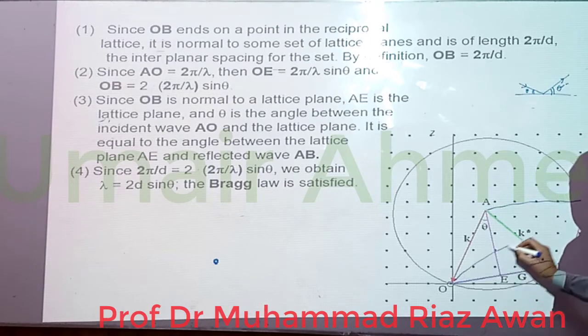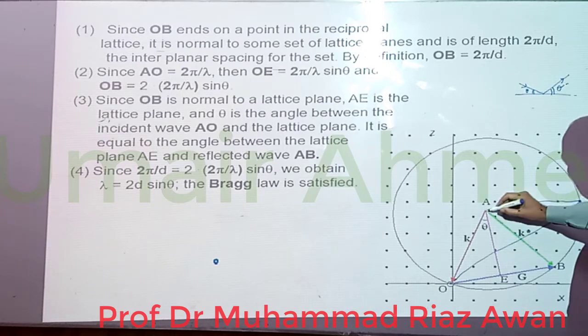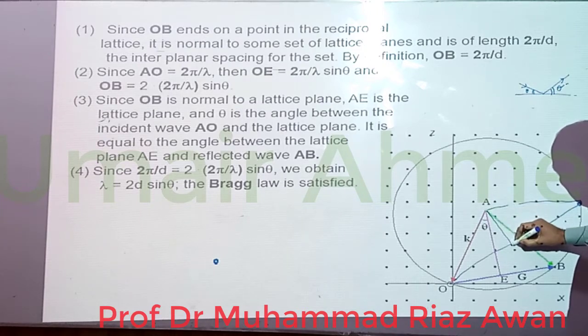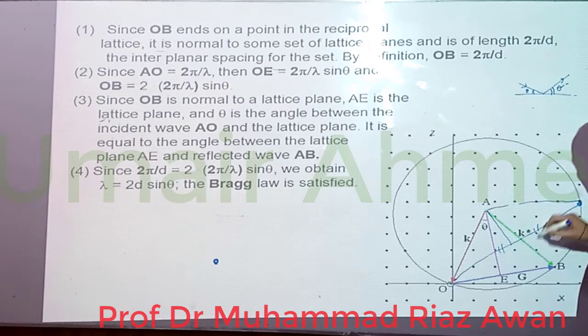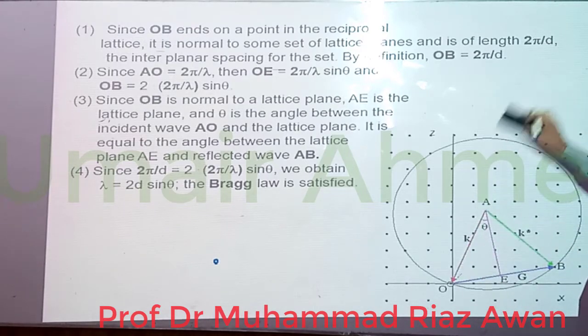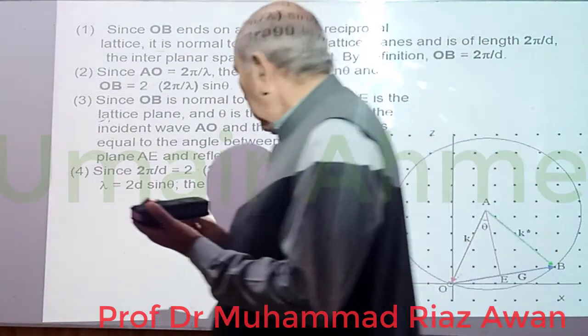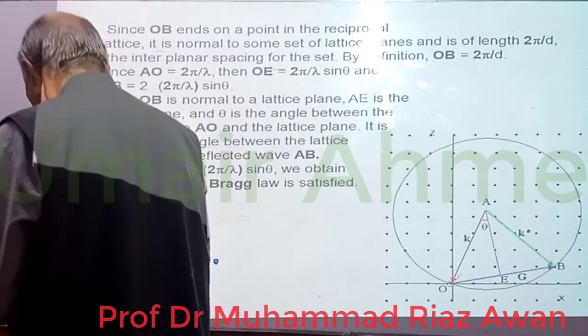I will join this one here. Now, this is the reciprocal lattice vector. I will draw a perpendicular from here on this, and it will divide it into two parts. The same relation will be obeyed here. So I can prove Bragg's law from this Ewald sphere or Ewald construction.